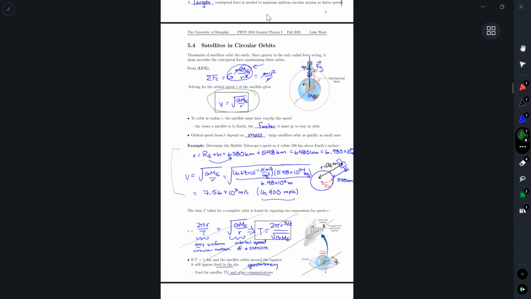So you could be asked to apply this equation. It will be given, but you should know when it should be relevant, which is when you're given information about the mass of the thing being orbited. You're given information about the radius of the orbit. You want to find the speed, or you're given any two of those things and you want to find the third.